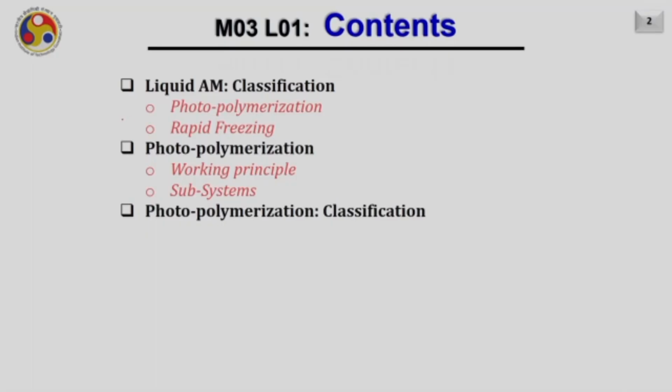There are two types of liquid additive manufacturing processes. First is called the photopolymerization based process and another is called rapid freezing. Our first target will be photopolymerization based additive manufacturing process, and today we shall discuss its working principle and its subsystems. And then based on the subsystems, we shall classify the photopolymerization based additive manufacturing process further.